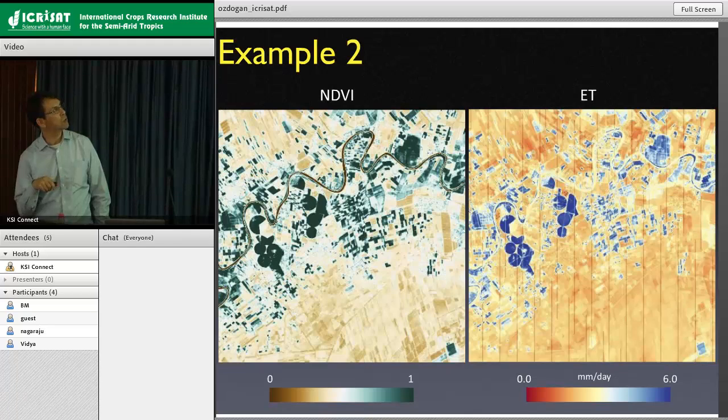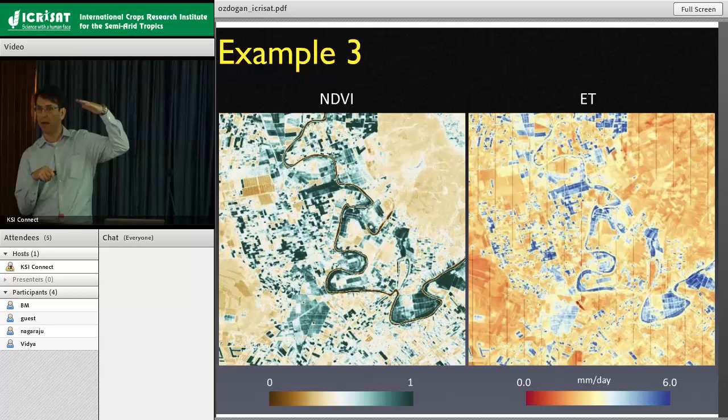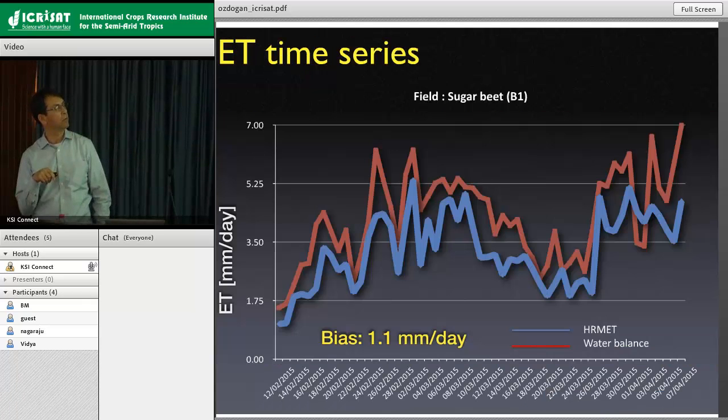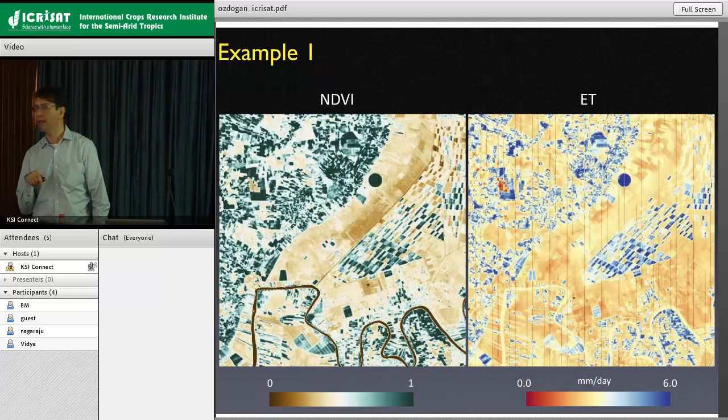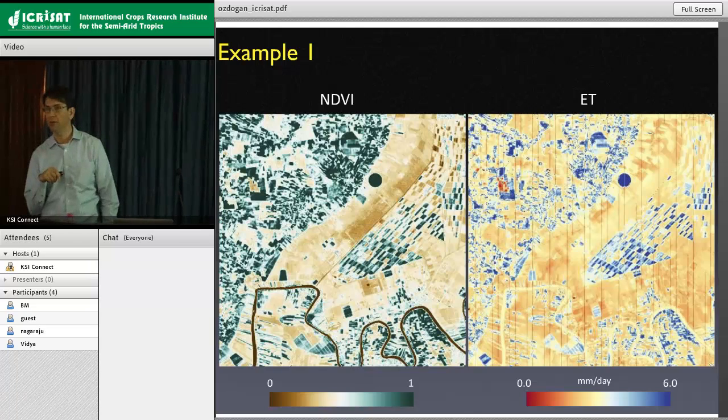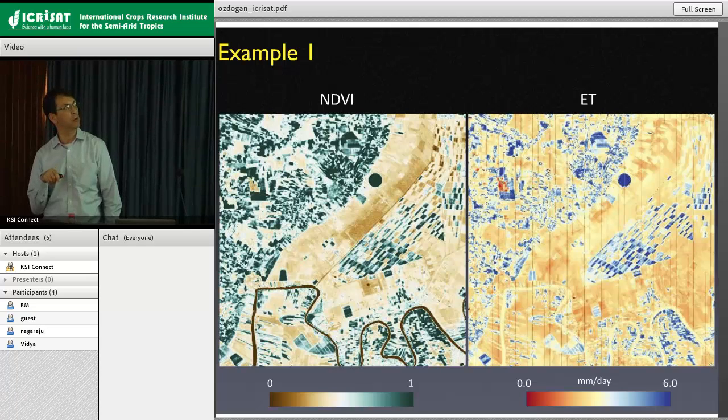In this case, I'm showing first NDVI, just another vegetation index. Green means high biomass, high green, and yellow means no vegetation. And here's the ET equivalent converted to millimeters per day. As you can see, there's a very strong correlation. This is an irrigated field over here. There's a strong correlation between how much vegetation you have in the field and how much ET you might be getting, up to 5-6 millimeters on that location.